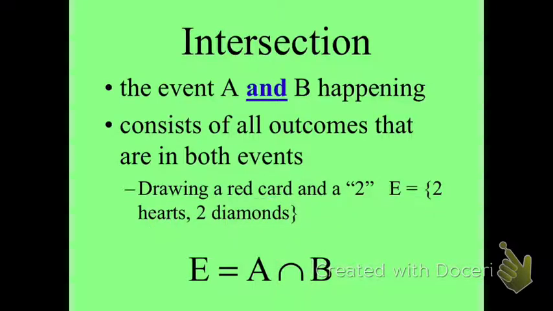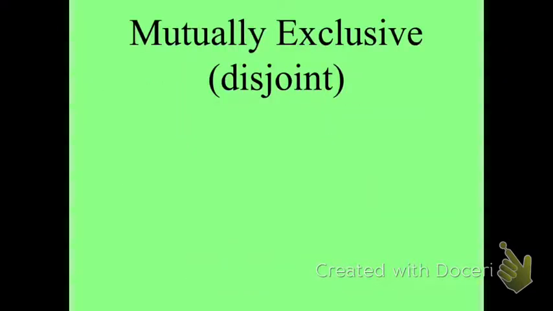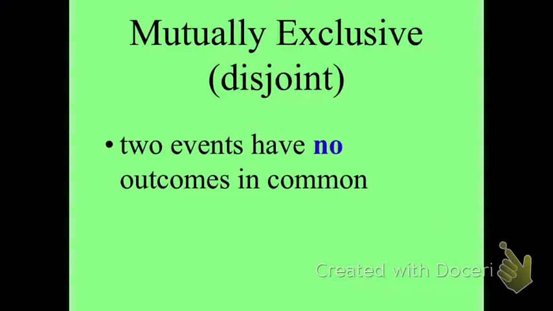So basically where they both enter, they have to fit both categories. When something is mutually exclusive, another word for that is disjoint. That means that they cannot happen at the same time, that they have no events in common.